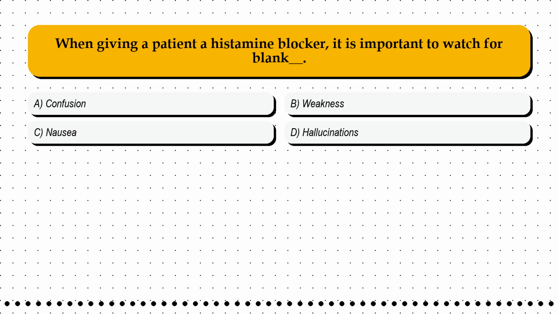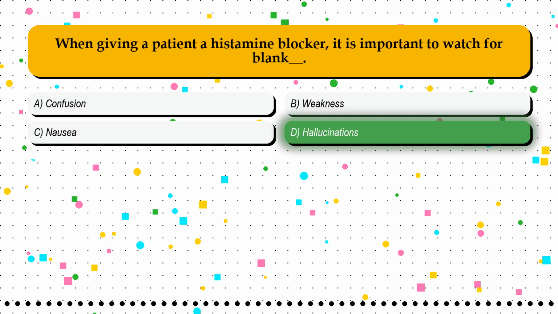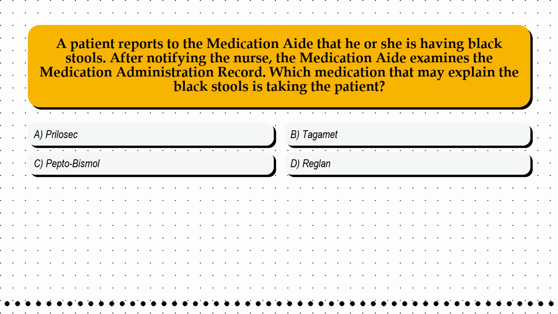Option A. Confusion. Option B. Weakness. Option C. Nausea. Option D. Hallucinations. The correct answer is option D. Hallucinations. Question 125. A patient reports to the medication aide that he or she is having black stools. After notifying the nurse, the medication aide examines the medication administration record. Which medication that may explain the black stools is the patient taking?